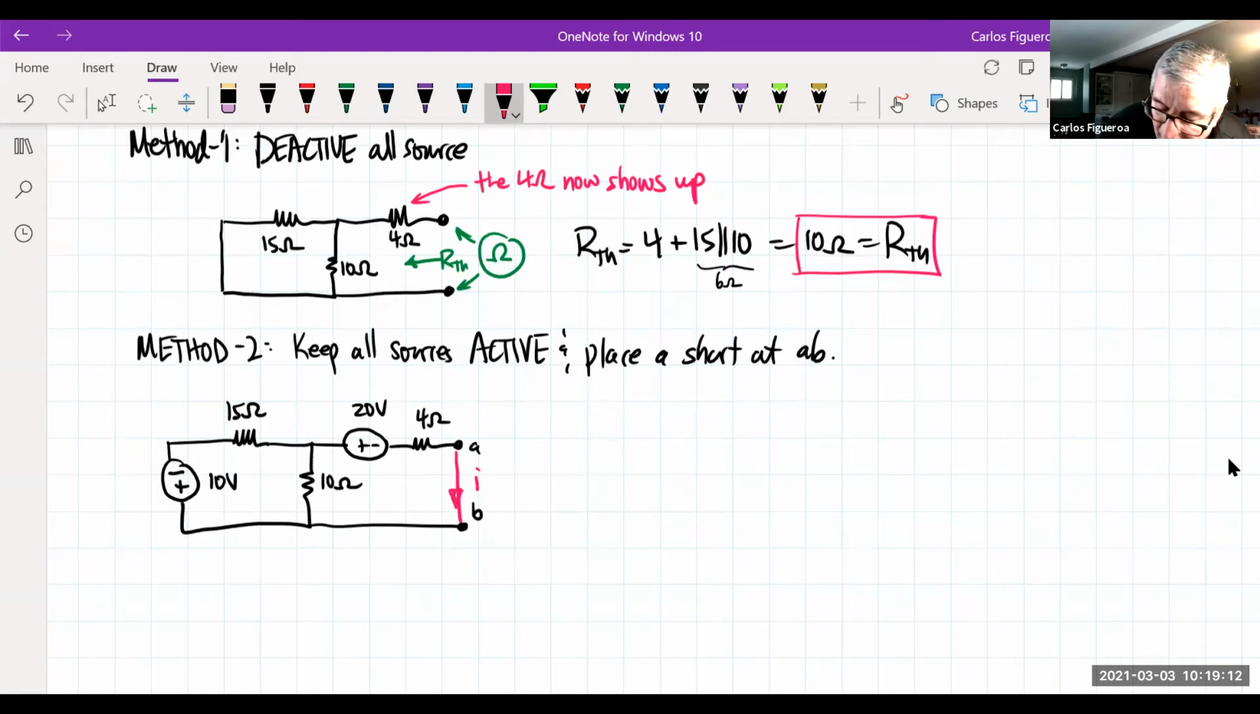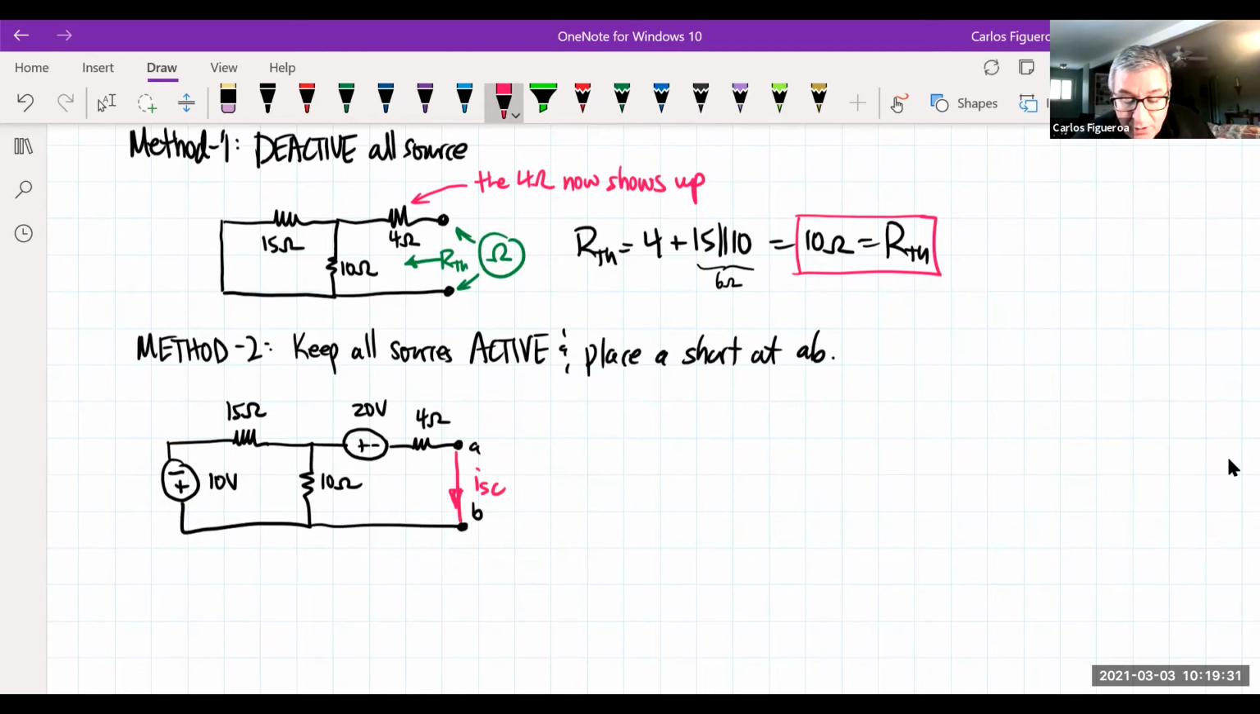Right? This is I short circuit. Look how I short circuit flows. It flows from where? It flows from A to B. That's the direction of this guy here. So now what I want to do here is, what do I actually see here?